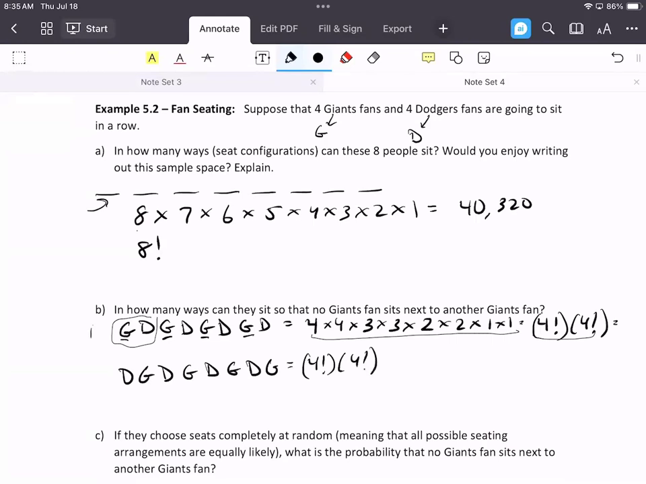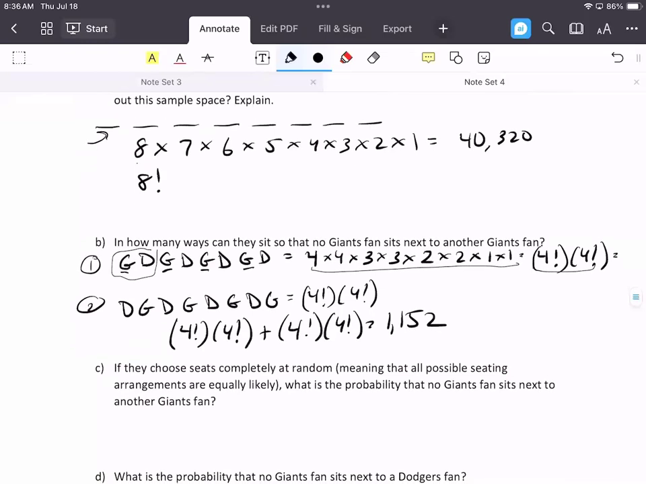So in other words, you've got 2 different ways that this can happen. So 4 factorial times 4 factorial, and I'm just going to add them together. You could have also multiplied by 2. And you get 1,152.